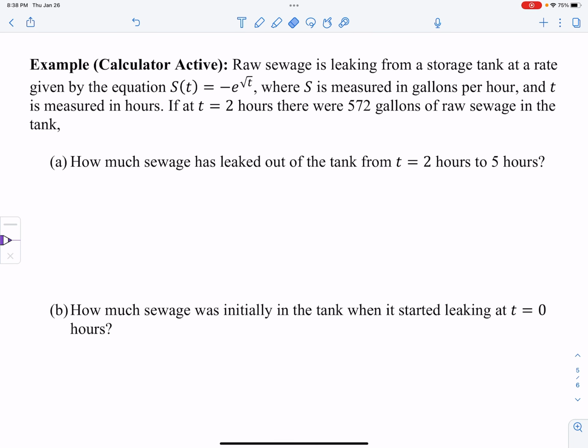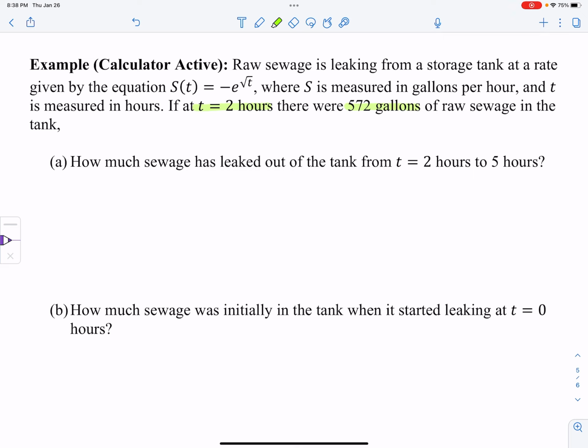And another calculator active problem. This one about raw sewage. Lovely. Here, we'll use brown. Raw sewage is leaking from a storage tank at a rate given by the equation S of t equals negative e to the square root of t, where S is measured in gallons per hour. Okay, so S is our rate, and T is measured in hours. If at T equals 2 hours, there were 572 gallons of raw sewage in the tank. And then we're going to answer these questions.